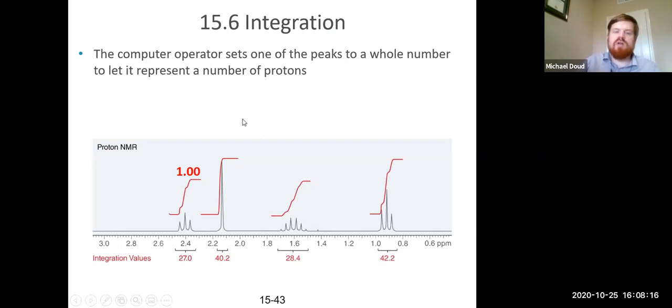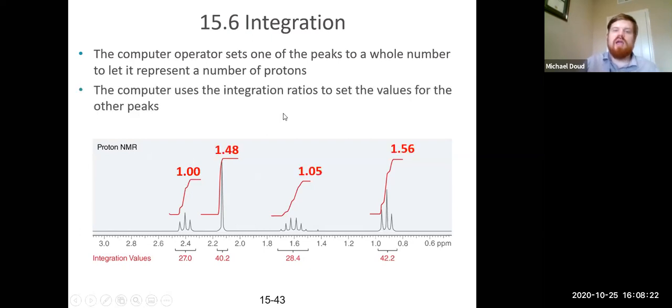You set the smallest one equal to 1.00. And what that means is you say, okay, this is one proton. I'm just going to say this is one proton. And what do you get? Well, you take 40 divided by 27, that gives you 1.48. 28.4 divided by 27, 1.05. 42.2 divided by 27, that's 1.56. So this gives you an idea of the relative number of protons.